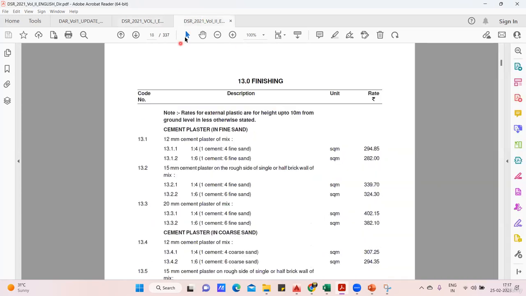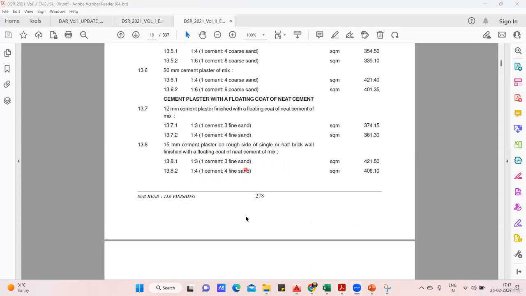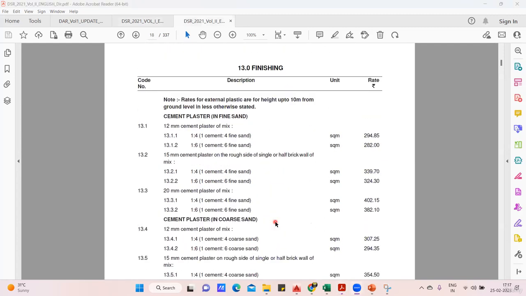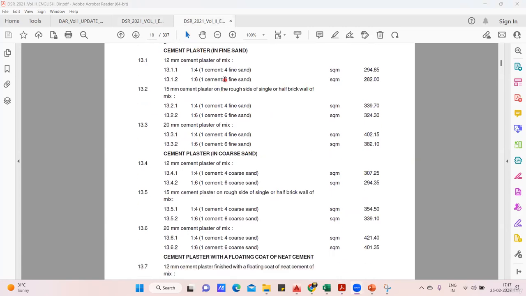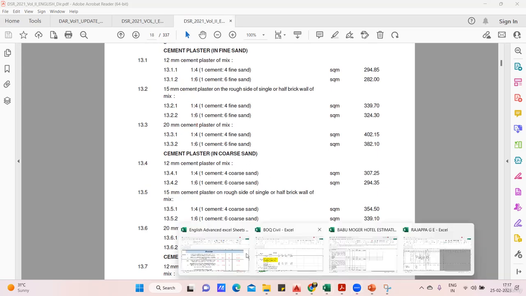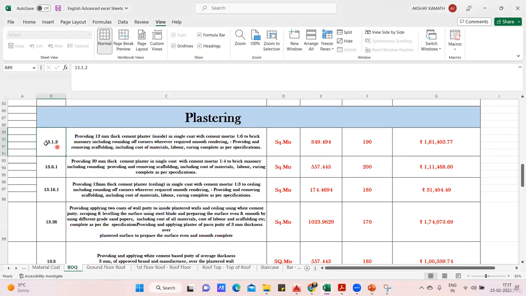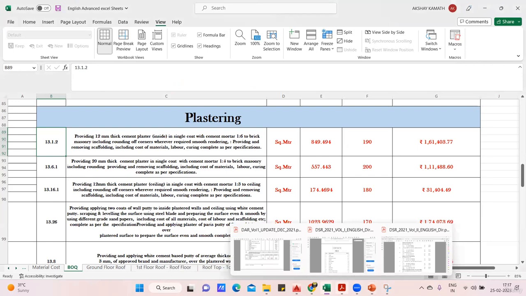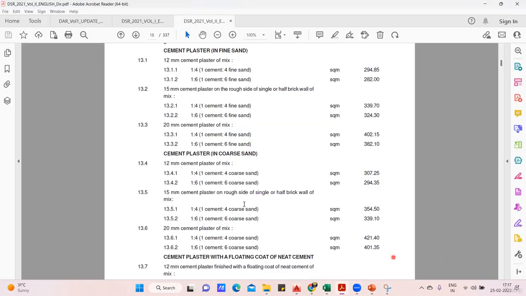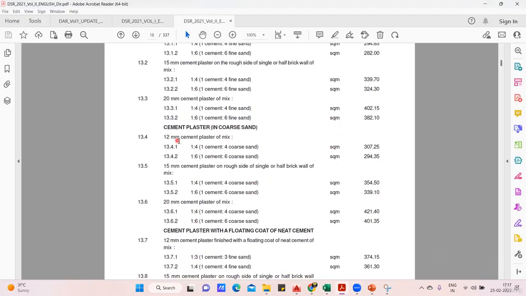I already gave you this. Go there, and now you come to page number 278. In 278, it is written cement plaster, and in cement plaster we have 12 mm. This 12 mm is wall plastering we can do. Then we have 15 mm plastering. 20 mm is outside plastering, what we usually do. Okay, fine. So I'll see what clause I have taken from here. It is 13.1.2 I have taken. So 13.1.2 is this one.